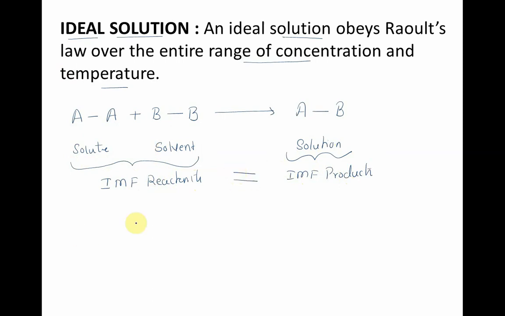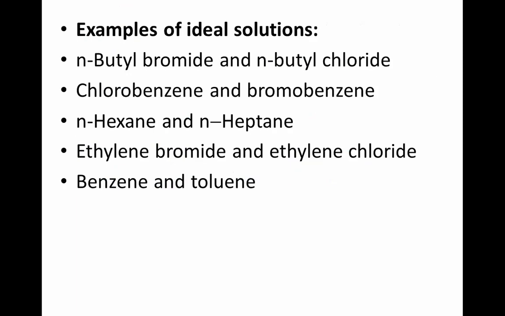This means delta H mixing becomes exactly equal to 0, because if the intermolecular forces of attraction in reactants and products are the same, then during mixing of solute with solvent there is no liberation or absorption of heat energy, and delta V mixing also becomes equal to 0. There will be no change in the volume because there is no change in the heat energy. Such solutions are called ideal solutions. So what are ideal solutions? Solutions which obey Raoult's law over the entire range of concentration and temperatures. And these are the simple examples for ideal solutions. Please note it down.